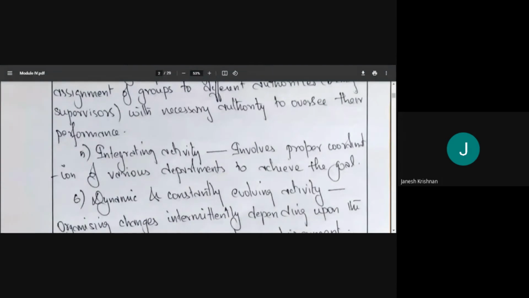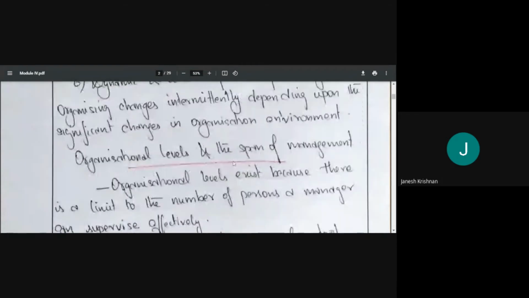We may have to change. So that's dynamic and constantly evolving. According to the condition, what is our environment, we will have to change. These are the nature of organizing. So what is organizing and what is its nature? Try to learn with an example.